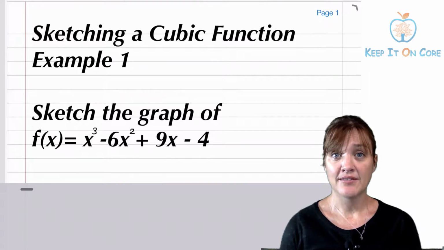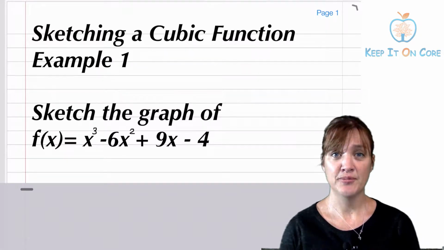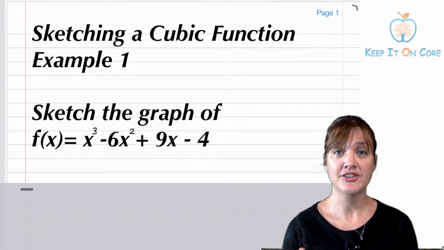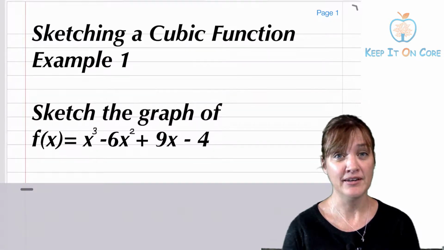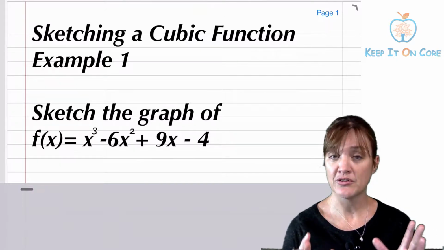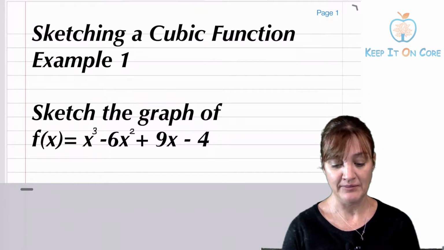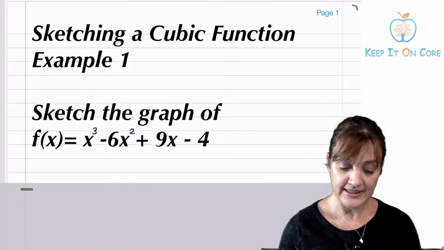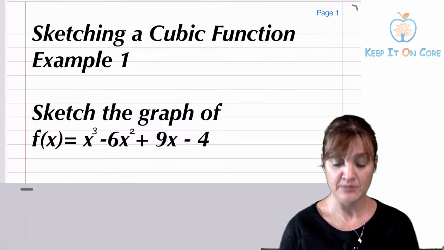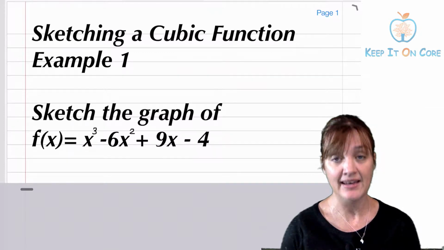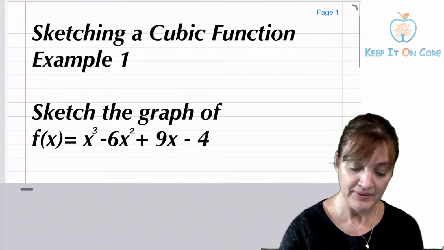We are now going to have a look at sketching some cubic graphs, and when you get to these questions in tests, you can be sure it's worth a fair chunk of marks and it's a fair bit of working out. So make sure you just work through it slowly and carefully, follow the steps, and you should get there quite easily. Alright, so we've been asked to sketch our f of x function, which is x cubed minus 6x squared plus 9x minus 4, okay?